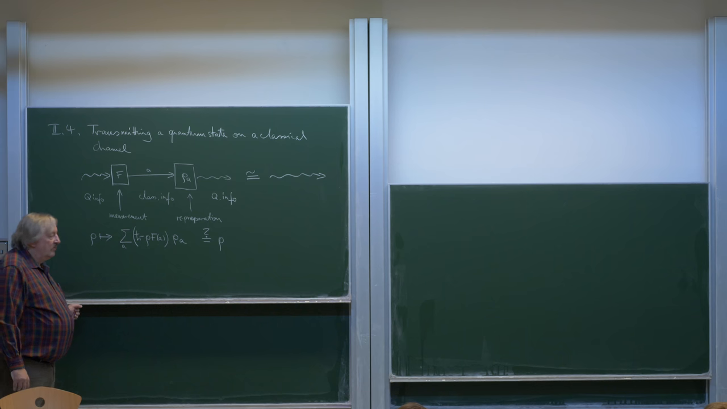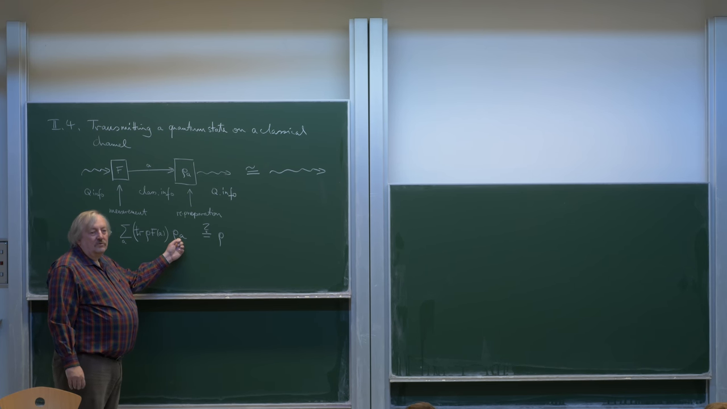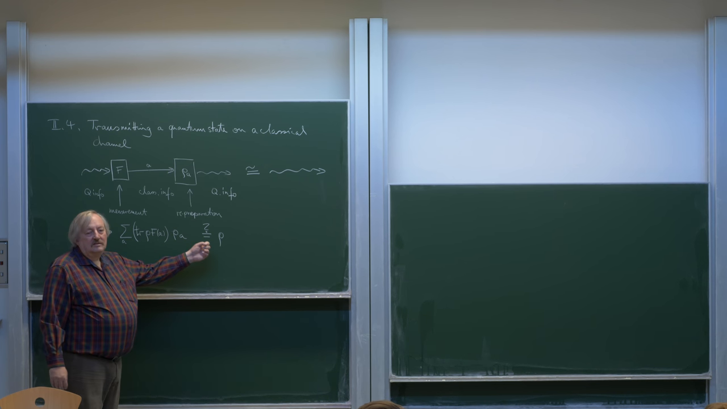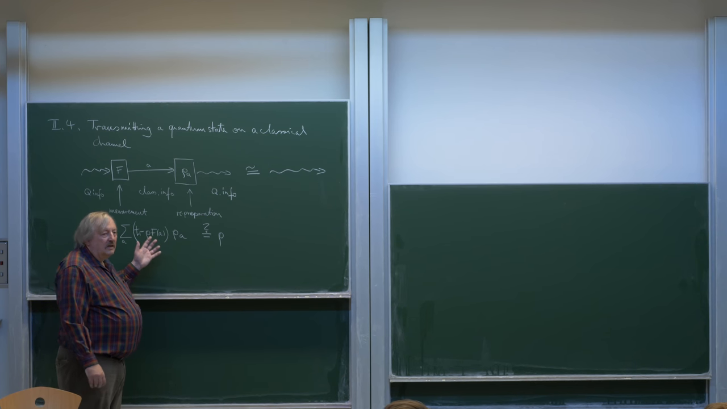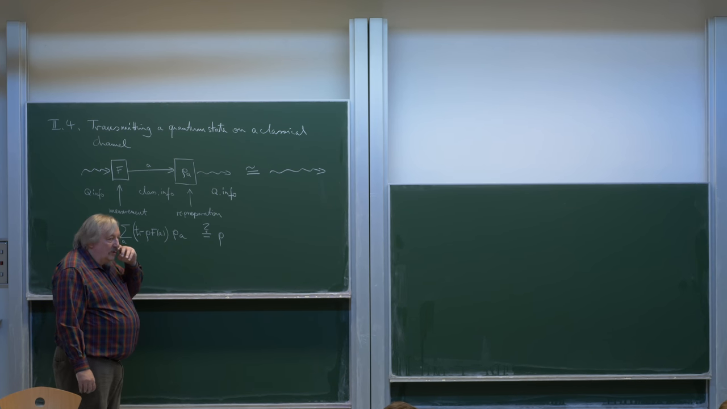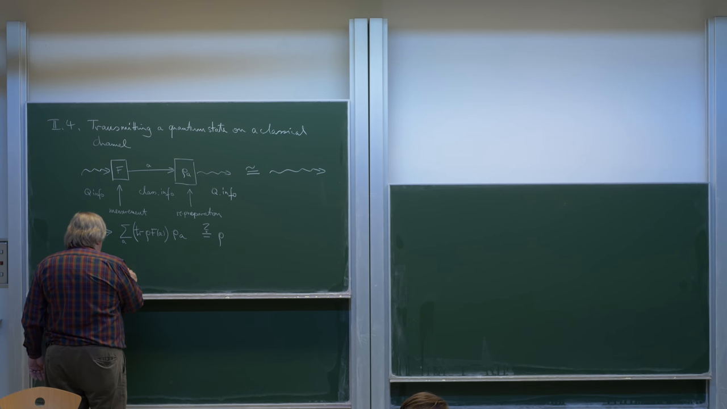Now here's the proof. So I say there is no observable F together with re-preparation states such that this identity holds for all rho. Of course it can hold for some, right? It's always possible. But the point is I cannot do this for all rho. And here's the proof, very simple.